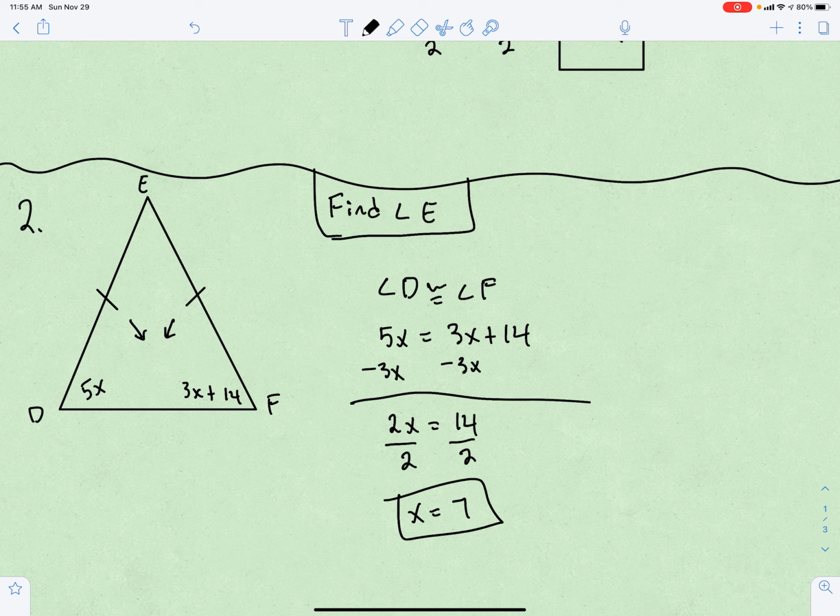So angle D, we know is equal to 5x. I'm going to take that 7 and plug it in, so that'd be 5 times 7. So we know angle D is 35 degrees. We know that angle D and F are congruent because that's what the theorem tells us. So I'm not even going to do the math. I'm going to trust my math and say that angle F is also 35 degrees.